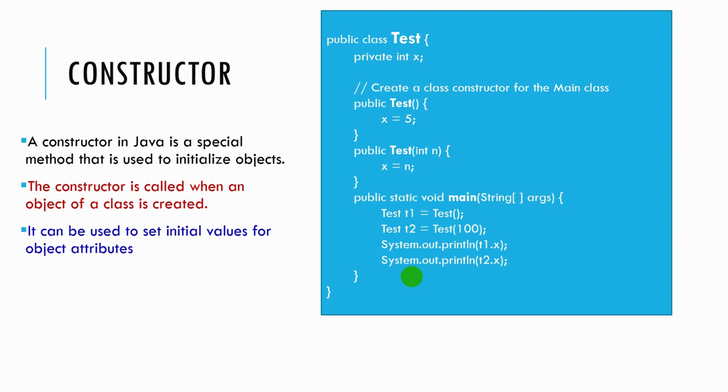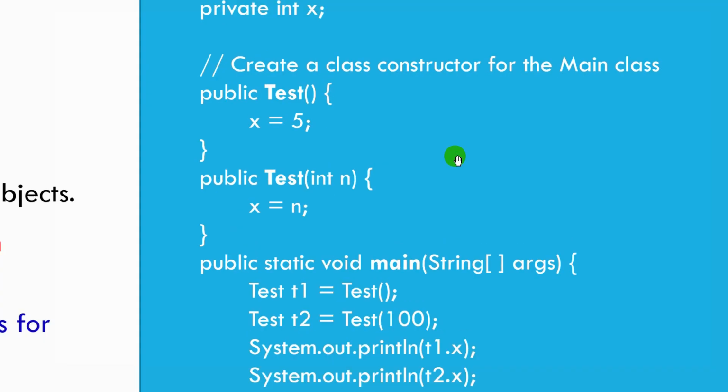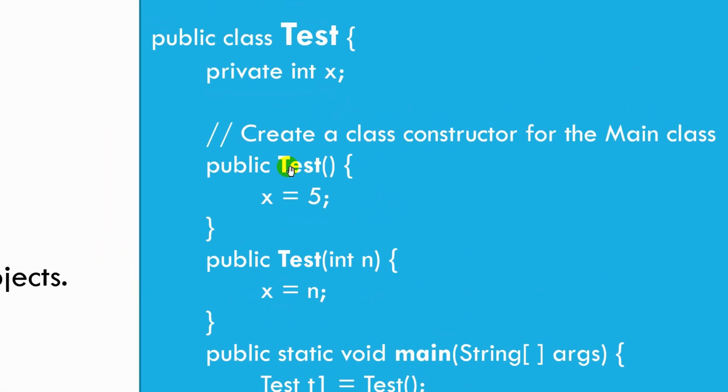And here is the constructor. It is a special Java method. It's actually not a Java method, but it is used to initialize data when we create an object. How do we create a constructor? We give it the class name as its name. As you can see here, we have two constructors, constructor 1 and constructor 2. The name is the same as the class.